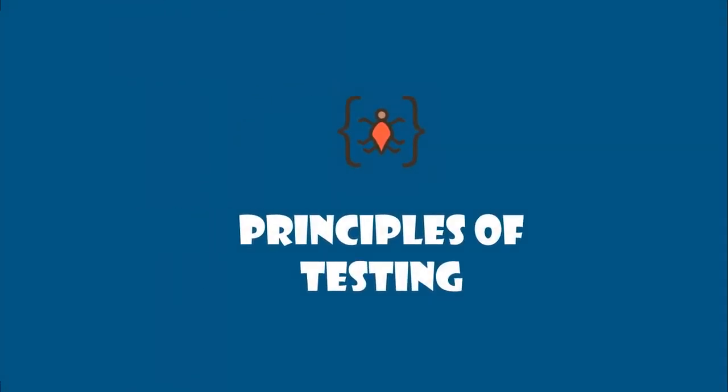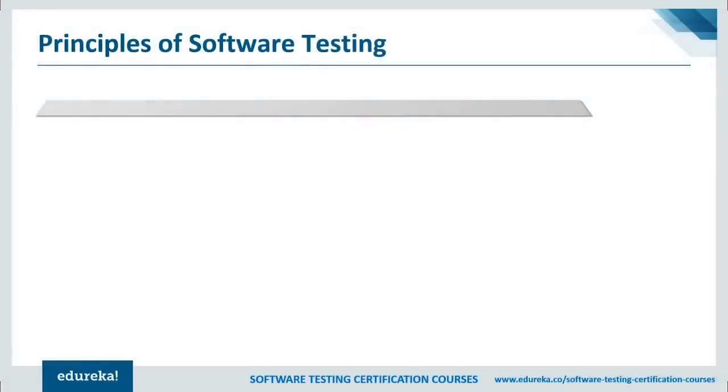Now let's move further and understand the principles of testing. Testing of software is an exceptionally imaginative and intellectual task for testers to perform. Testing of software or applications pursues some principles that are mentioned here. These principles also play a significant role for a software tester to test the project, and they are: first one, software testing can help in detecting bugs.